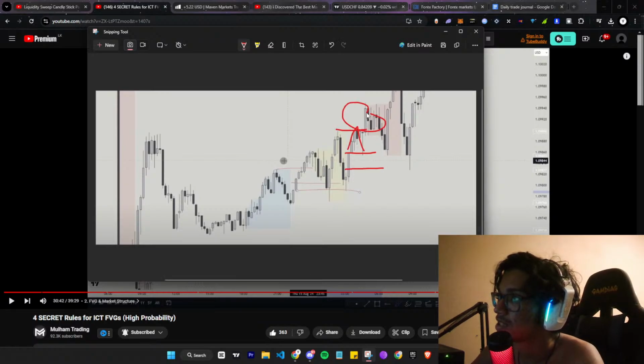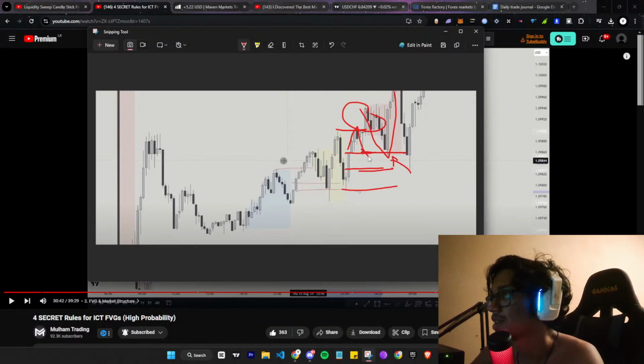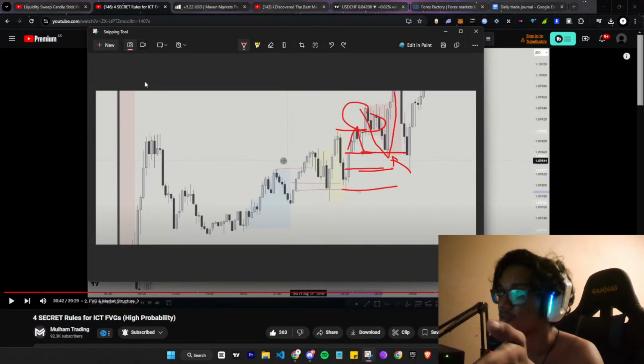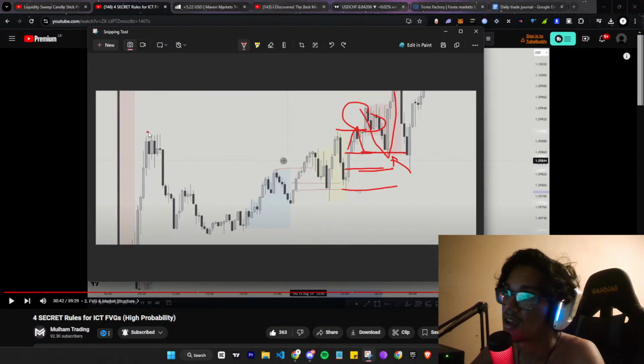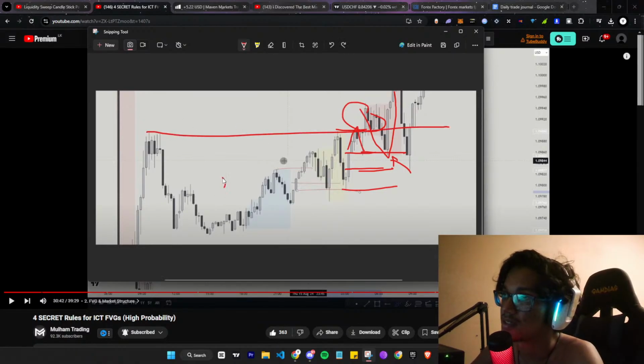We have this manipulation, but it doesn't really distribute much lower because it needs to rebalance its price range. This is where your stop loss is. You enter from this fair value gap, and then you tap to go higher towards a buy-side liquidity draw. Of course, context applied, because at this point you would have taken this buy-side liquidity draw.